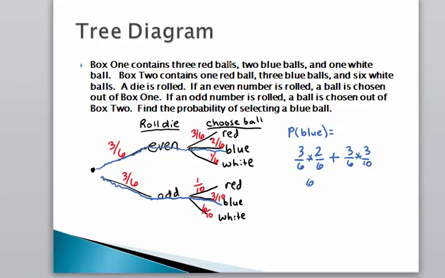Okay, so let's go ahead and finish this up. 3 times 2 is 6. 6 over 6, or 6 times 6 is 36. 3 times 3 is 9. 6 times 10 is 60. At that point, I would go to my calculator and type it in and let the calculator reduce that fraction. And so we end up with 19 over 60 for our final answer.